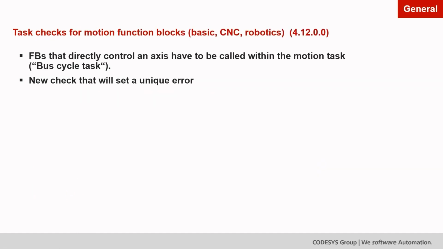Another improvement is the task checks in the motion blocks, both in basic and robotics and CNC. You may know that some motion blocks must necessarily be called in the motion or bus cycle, as it's named officially, because they directly generate set points for the axis, and the blocks now check this better and report this with a clear error if they mistakenly ended up in another task context.